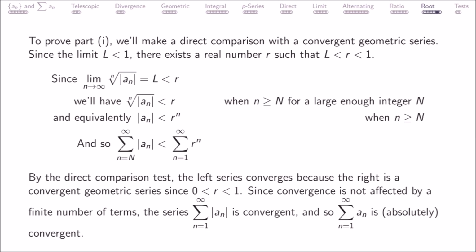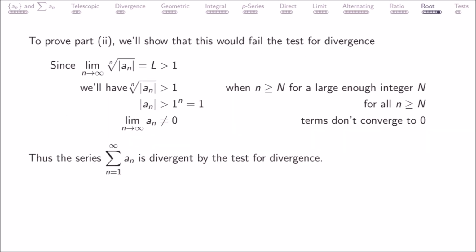By the direct comparison test, the left series converges because the right is a convergent geometric series since 0 is less than R is less than 1. Since convergence is not affected by a finite number of terms, the series of absolute value a_n is convergent, and so series a_n is absolutely convergent. To prove part II, we'll show that this would fail the test for divergence. Here we have the following. Thus, the series a_n is divergent by the test for divergence.